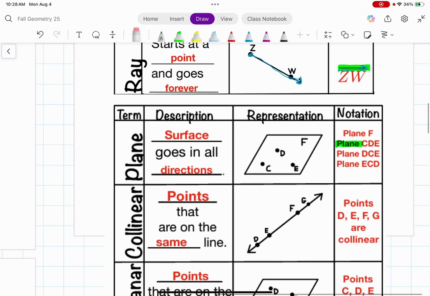For a plane, you just write the word plane, but you have to be able to pick out three points that are within the plane itself, okay? Or you can call it plane F, and sometimes it'll be a cursive letter. I know this is not cursive, but it'll be a little bit of cursive F there.